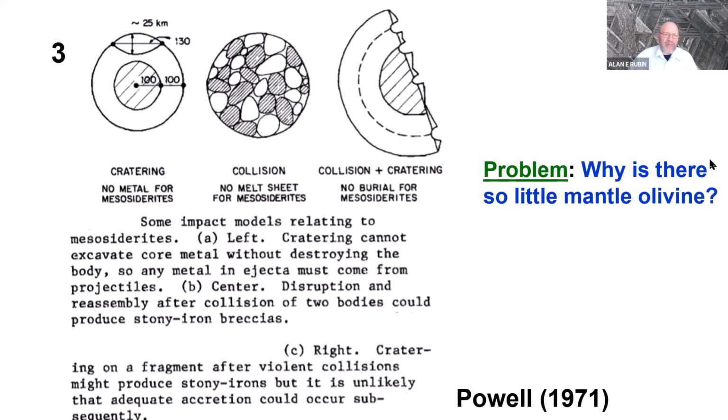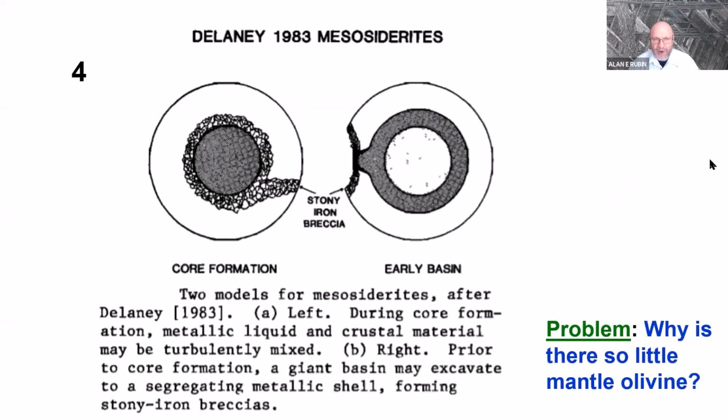Another model might be here. This is also from Ewan's. Some impact models related to mesosiderites, as he had here on the left. We have cratering. He said you could not excavate core metal without destroying the body, so any metal in the ejecta must come from projectiles. In the center, there's a disruption and reassembly after collision of 2 bodies to produce stony-iron meteorites, but again, where is the missing olivine material? And then on the right diagram is cratering after a violent collision, but the asteroid would probably be destroyed. Again, why is there so little olivine? That is a problem in all of these things.